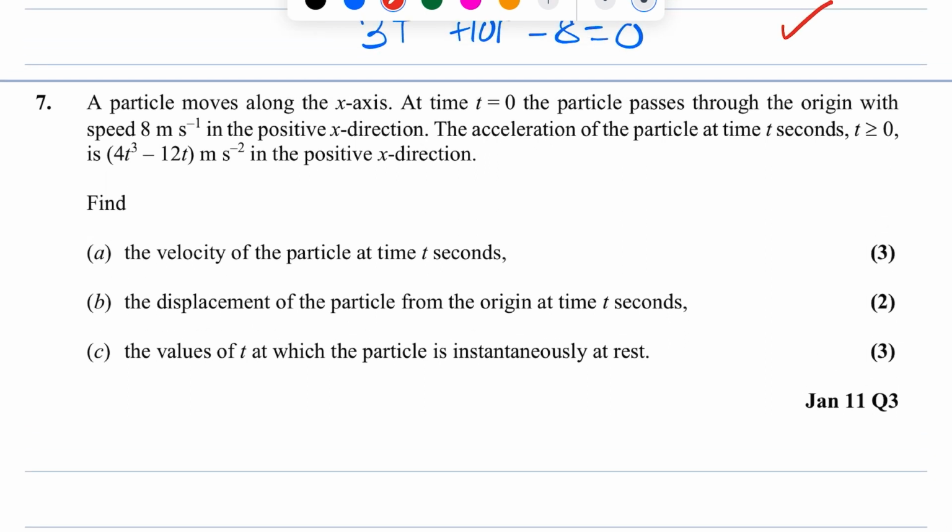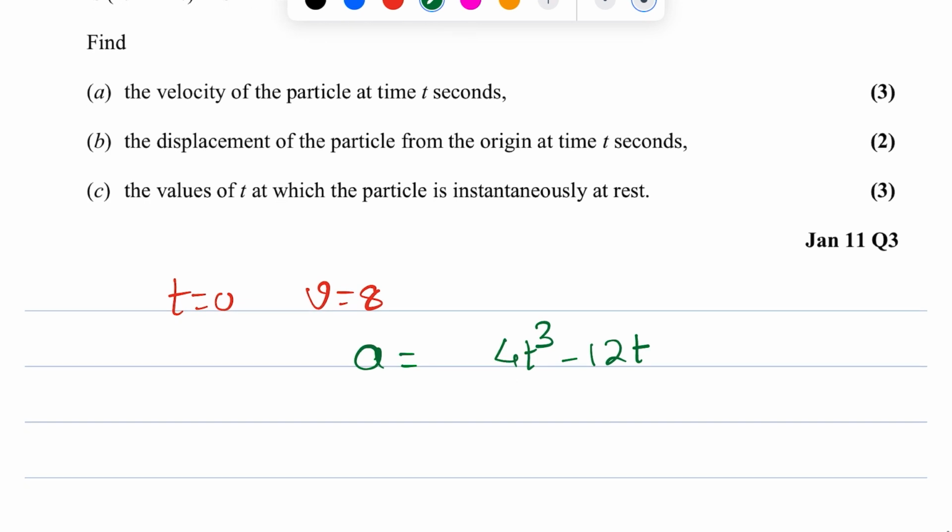A particle moves along the x-axis. At t equals 0, the particle passes through the origin with a speed of 8 meters per second. At t equals 0, velocity equals 8. The acceleration of the particle at a time t seconds is given by acceleration equals 4t cubed minus 12t. Find the velocity of the particle at t seconds.